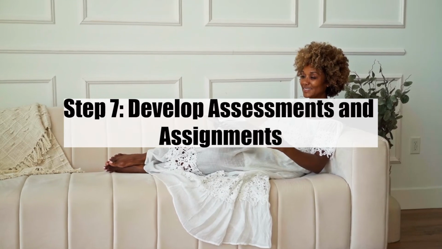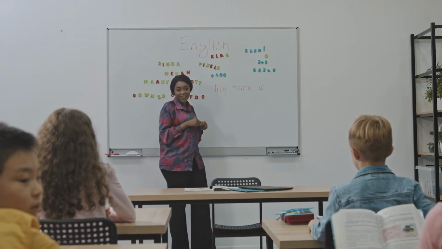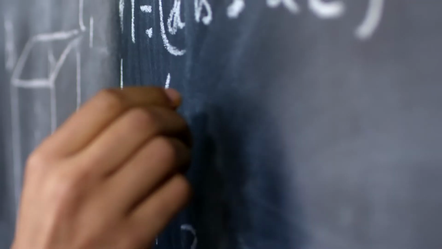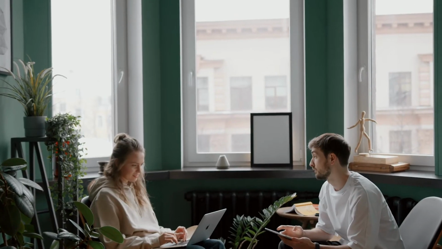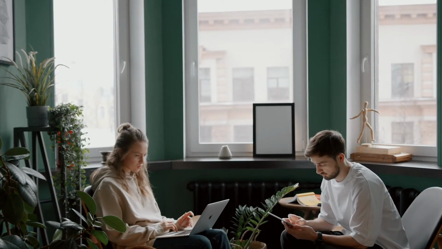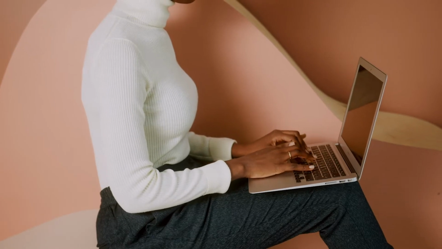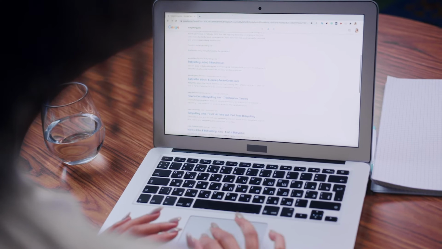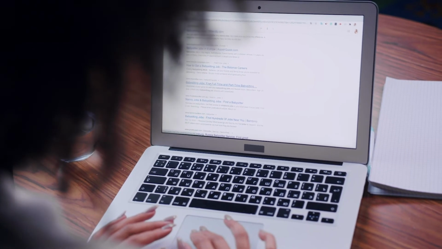Step 7. Develop assessments and assignments. Developing assessments and assignments is the next crucial step in creating a practical online course. With the help of these learning exercises, you can evaluate your pupils' comprehension while giving them chances to use what they've learned. Start by designing quizzes or tests that align with the learning objectives of each module.